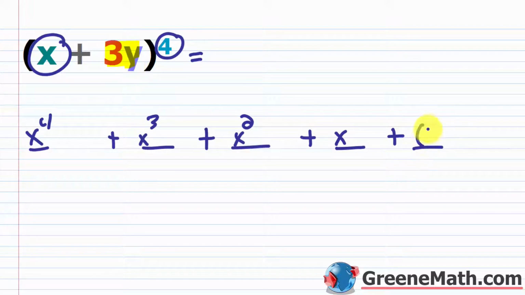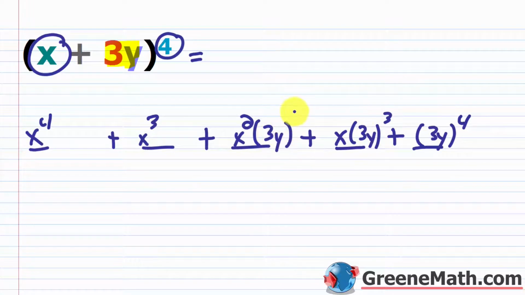You would start here with 3y to the 4th power. Then here it would be 3y cubed. Then here it would be 3y squared. Then here it would be 3y to the first power, and here it would be 3y to the power of 0. Again, that's 1, so we don't write it. So if we simplify this, we just write this beneath here.